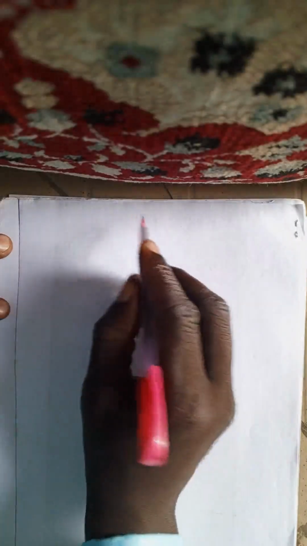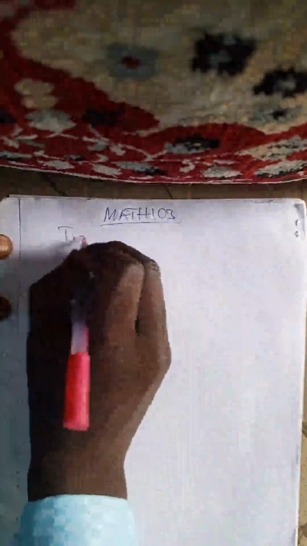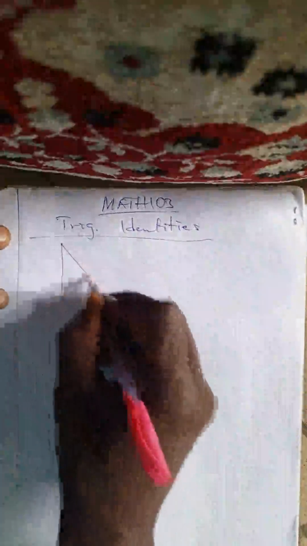In this video, we are going to study the trigonometric identities. First of all, the course is Math 103. It is trigonometry and coordinate geometry. And we are going to study trig identities. The first identity is the Pythagorean identity.